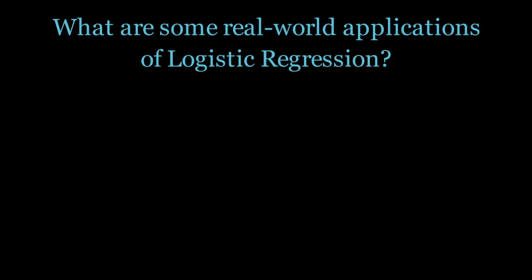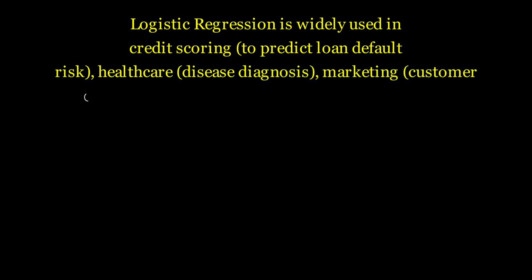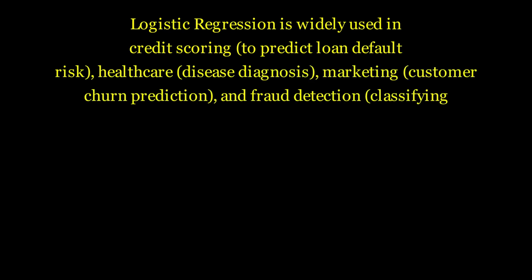What are some real world applications of logistic regression? Logistic regression is widely used in credit scoring to predict loan default risks, healthcare disease diagnosis, marketing customer churn prediction, and fraud detection, classifying transactions as fraudulent or not.